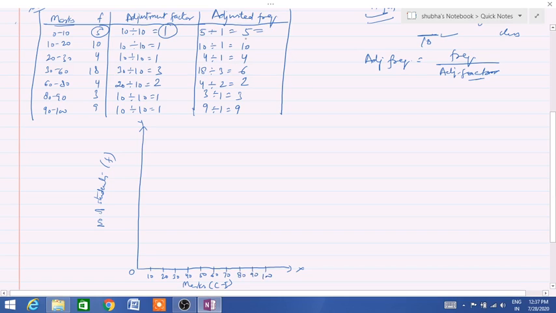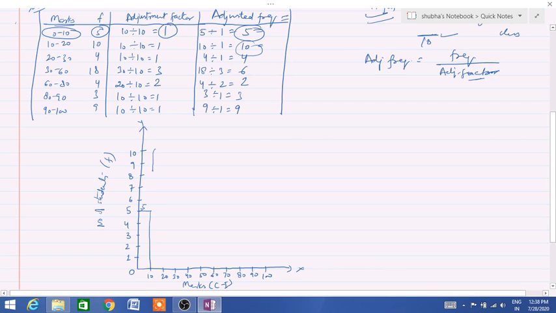On the y-axis, we'll take the adjusted frequencies. We can see that the frequencies are not more than 10. So we can take the scale as 1, 2, 3, 4, 5, 6, 7, 8, 9 and 10. You have to keep in mind that this scale should be equal. So let us start making the histogram. First is 0 to 10. The adjusted frequency for 0 to 10 is 5. We'll write here 5.